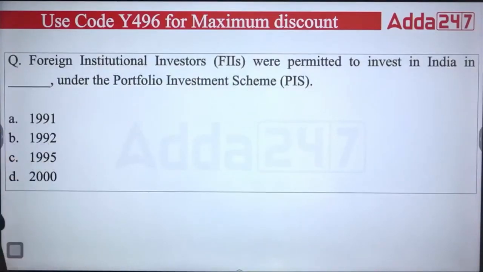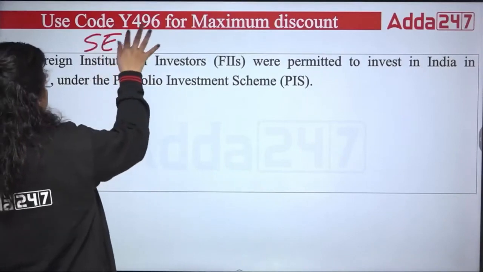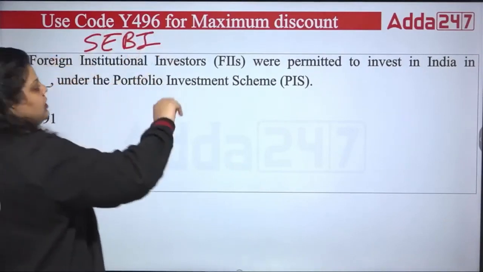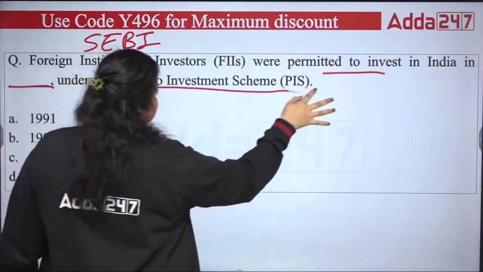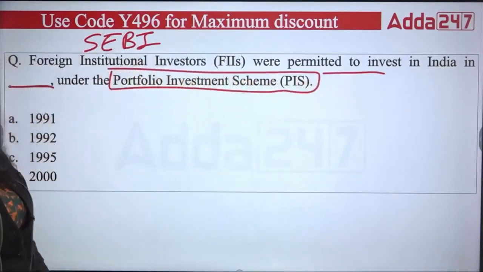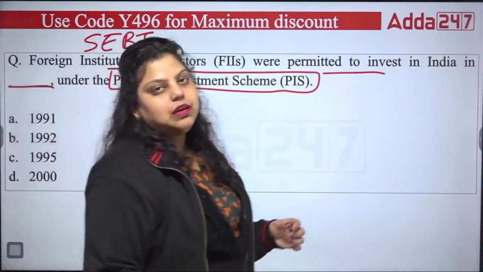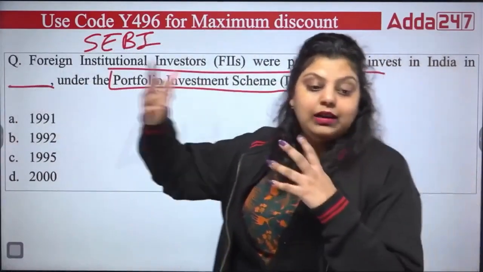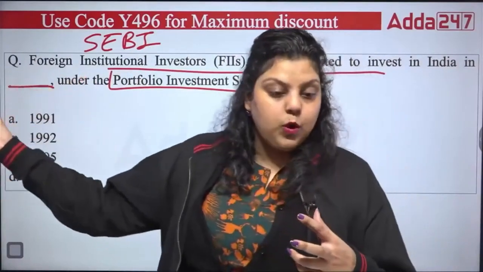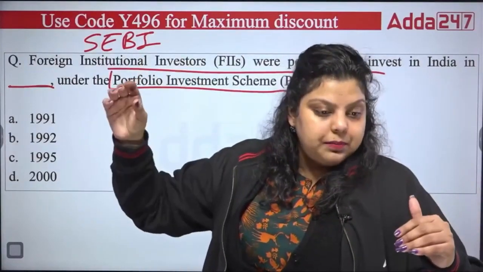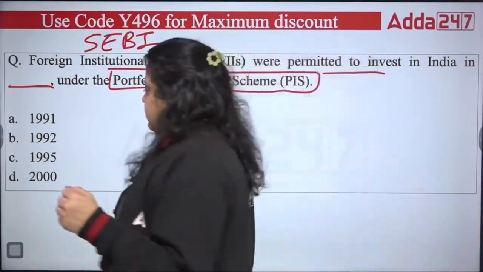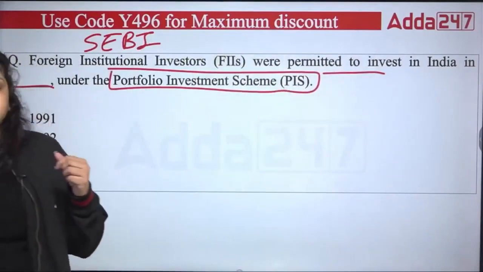Next question we have is foreign institutional investor, that is FII. Foreign institutional investors come under SEBI, the Securities and Exchange Board of India. So foreign institutional investors were permitted to invest in India in dash under the Portfolio Investment Scheme, that is PIS. Foreign institutional investors are those investors who invest in foreign countries' companies. So they are not investing in their own country's companies. They are investing in foreign countries' companies to earn money.